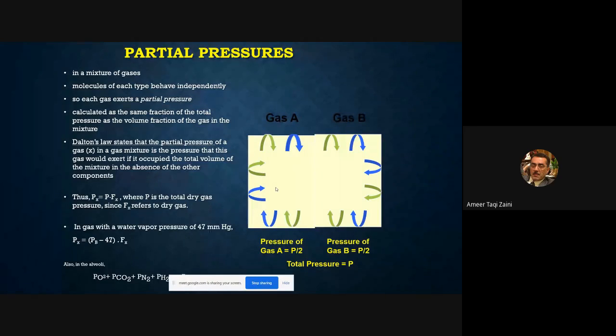So if we have a mixture of gases, each gas will form its own pressure, and this pressure is called the partial pressure of that gas. And this partial pressure of each gas is usually correlated to the volume fraction of the gas in the mixture. Okay.